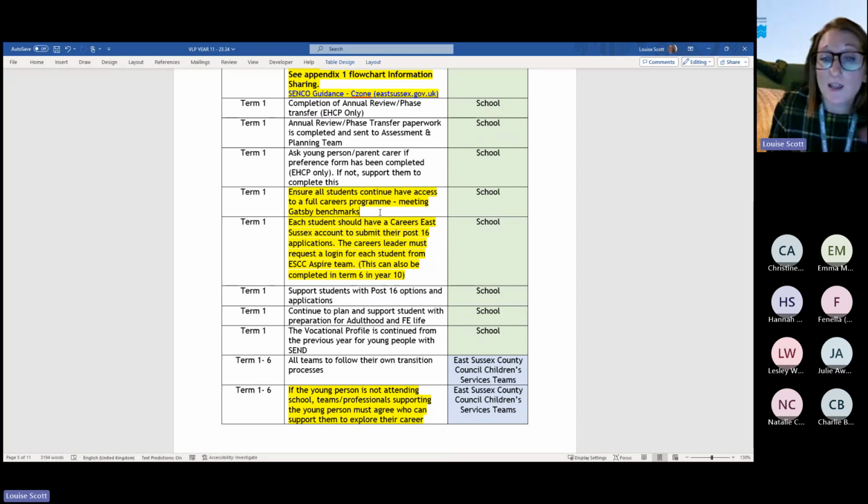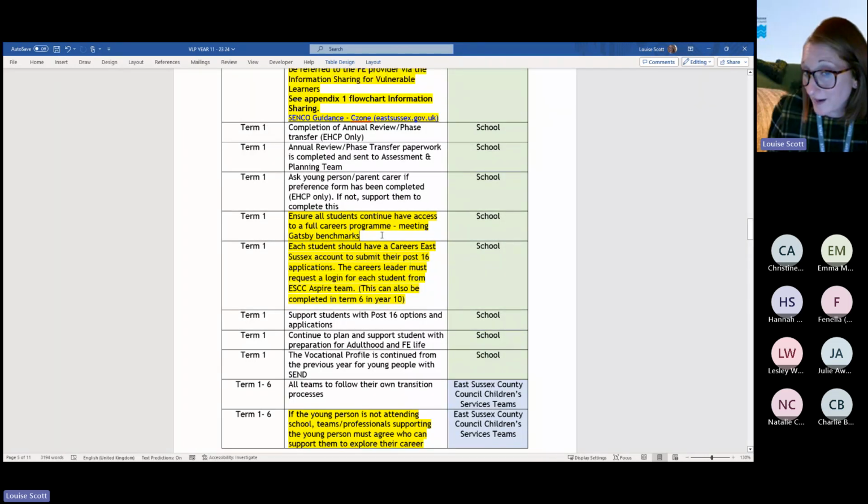And as you can see here, this would probably sit with the careers leader. So if you're a SENCO in a school, it's really important to understand and know what that careers programme is, because that will feed into the annual review at some point. So it's really important to understand what else is happening around the setting.